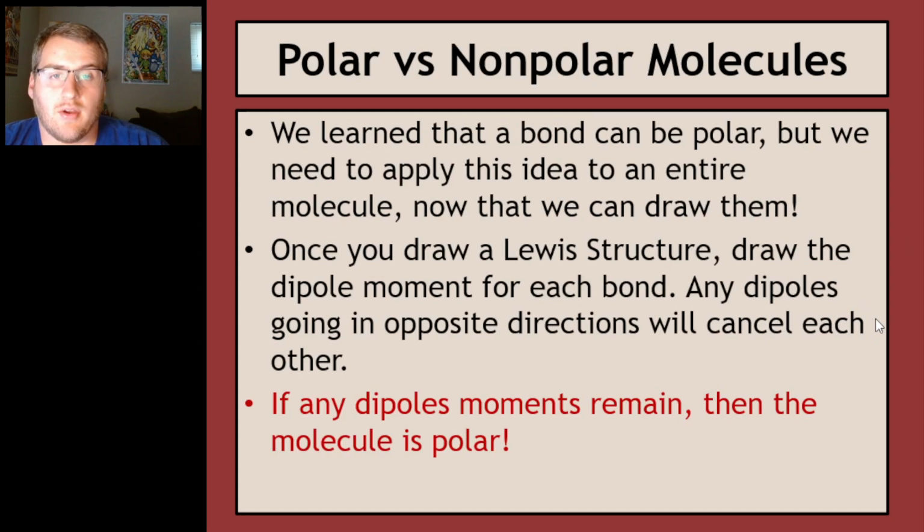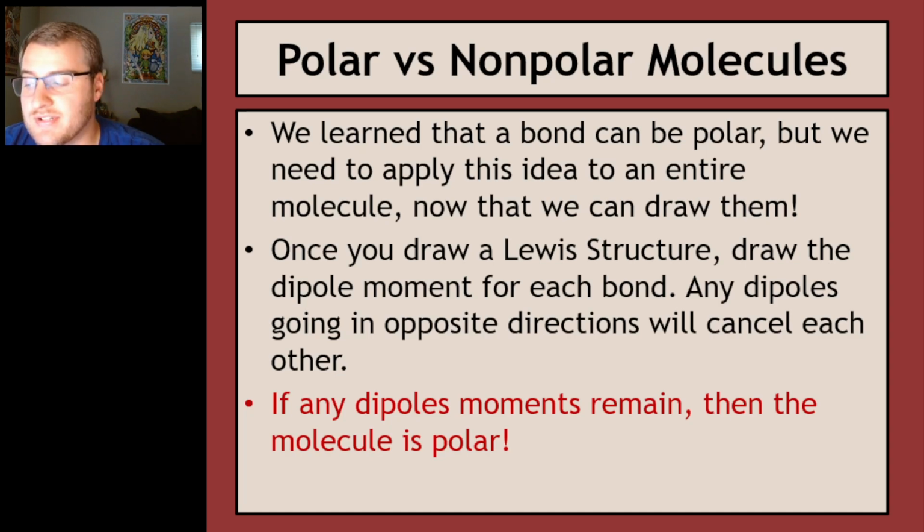Last thing today, polar or non-polar molecules. We learned that a bond can be polar, but we need to apply this idea to an entire molecule now that we can draw them. Once you draw a Lewis structure, draw the dipole moment for each bond. Any dipoles going in opposite directions cancel each other out. If any dipole moments remain, then the molecule is polar.